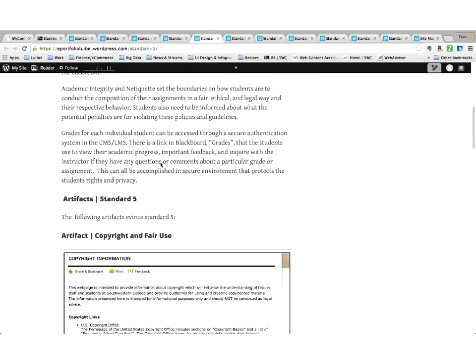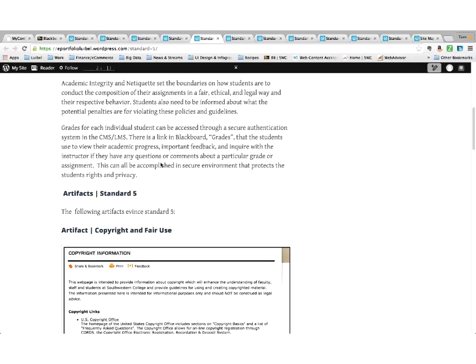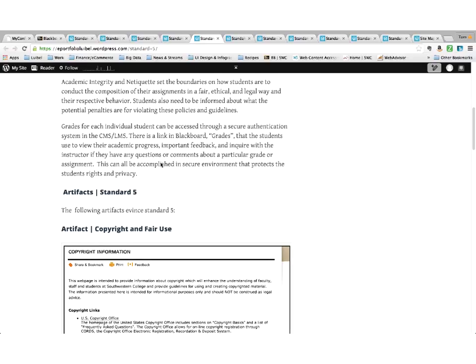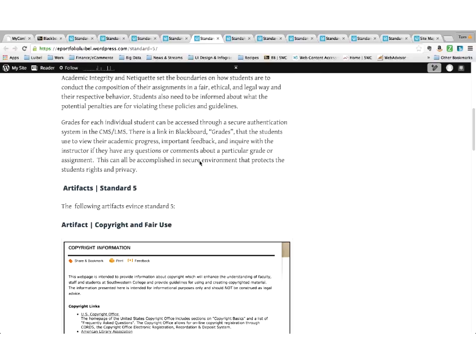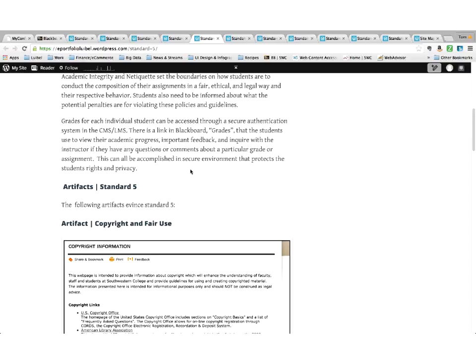The grades for each individual student can be accessed through a secure authentication system, the CMS LMS. There's the Lincoln Blackboard grades that the students use to view their academic progress, important feedback, and inquire with the instructor if they have any questions or comments about a particular grade or assignment. This can all be accomplished in a secure environment that protects the student's rights and privacy.